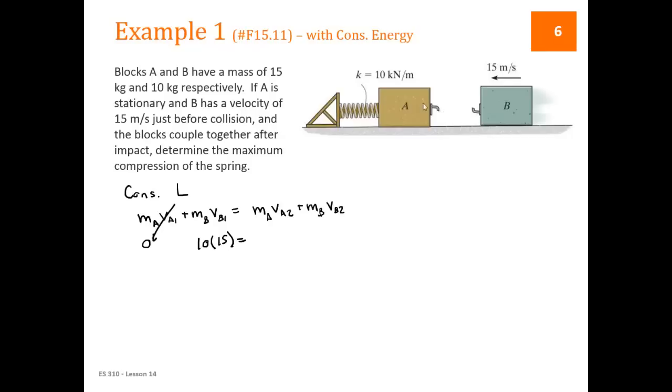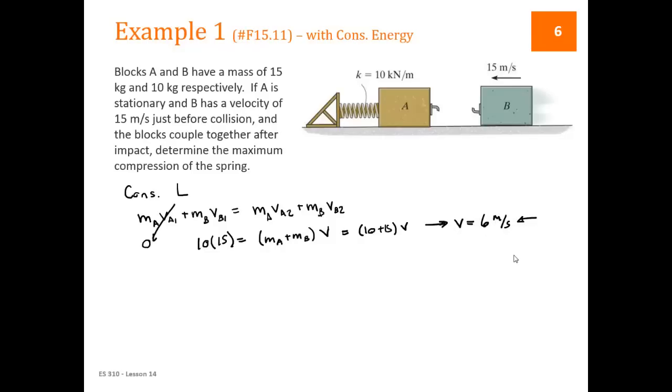Finally, they get hooked together and they're moving together, so their masses get added and they have the same velocity. We'll just call it V, because they're moving together, so VA2 is equal to VB2. So the sum of the masses, 10 plus 15, times V, the only unknown is V, so V, our final velocity of the moving together, is equal to 6 meters per second in that direction.